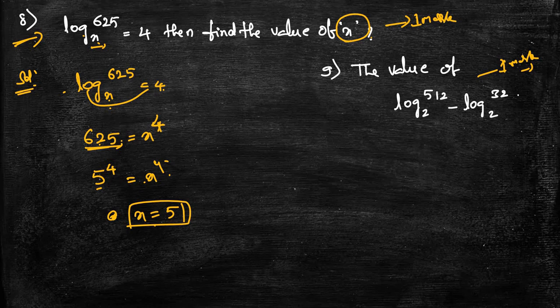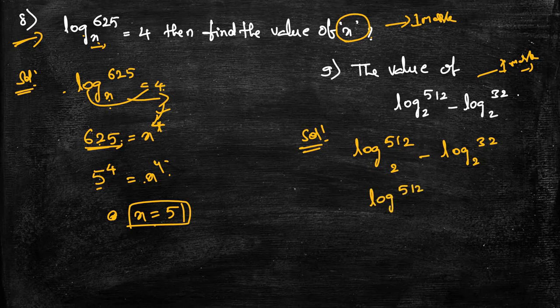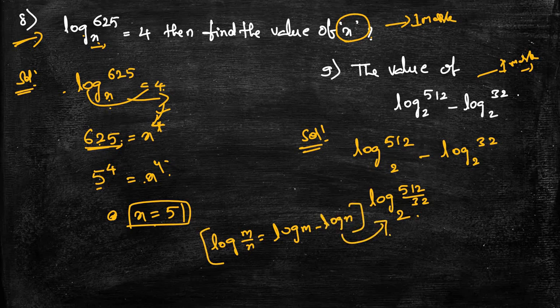And the 9th one, this is the formula. You go through the textbook, you will get this formula. Now the 9th one solution. The given question is log of 512 base 2 minus log of 32 base 2. So this is the log m minus log n formula, so I will write log of 512 divided by 32, with base 2 the same. What is the formula? Log of m by n is equal to log m minus log n. I will use this formula here.